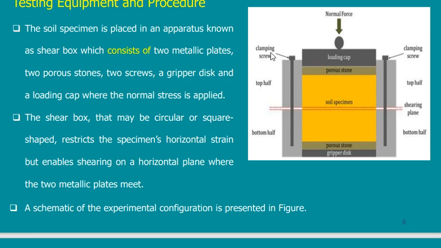And here, this is called a clipping screw. When I put it, it connects both parts of the sample. If I remove it, then the upper part will be free to move. So it's just for fixation. This screw is just to fix the upper part with the lower part. If I remove it, the upper part will be free to move, but the lower part is fixed to this gripper disc, which is fixed to the ground, so I cannot move it.